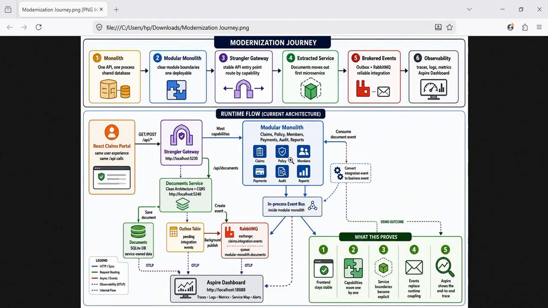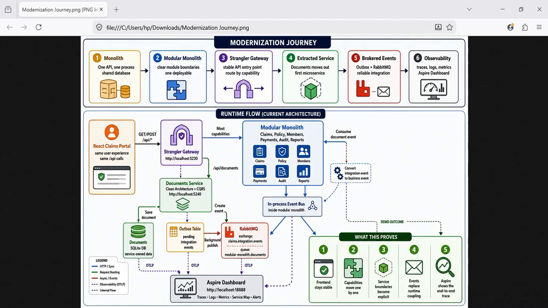this is the complete modernization journey divided into 6 stages. And you see this is starting from the monolith. What is happening here? We have started with a traditional monolith application. In this architecture we had one API, one application process, and one shared database with multiple business capabilities, which are tightly coupled and packaged together.